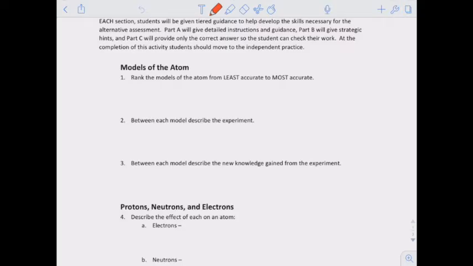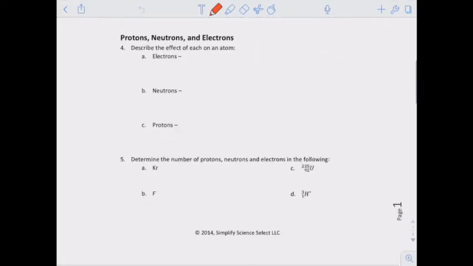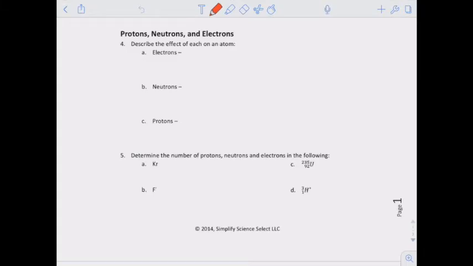So when looking at protons, neutrons, and electrons, just describing the effect on the atom: when we add or remove electrons, we are creating ions. We can either go positive or negative. If we add an electron, we become negative. If we remove an electron, it becomes positive. Adding or removing a neutron means that we add or remove mass. So all it does is change the mass. It doesn't change the charge or what it is, just the mass, more specifically changing what isotope it is.